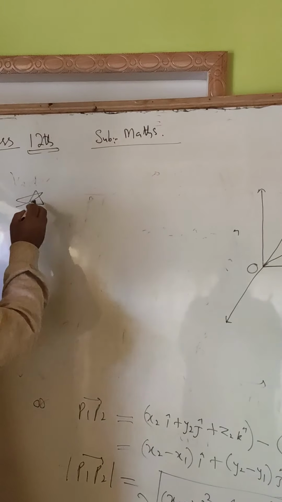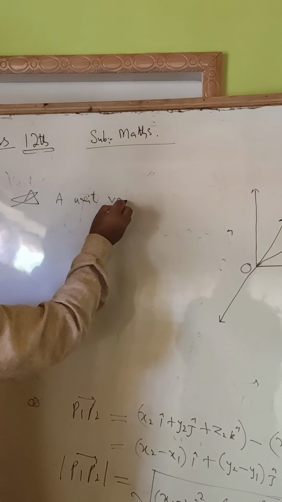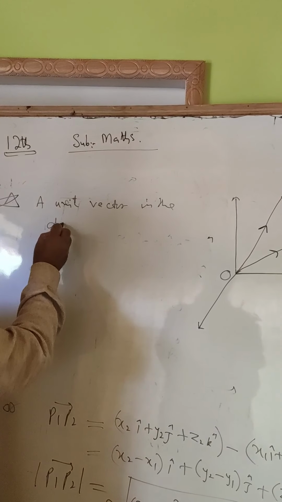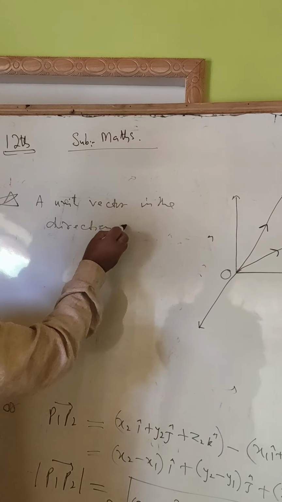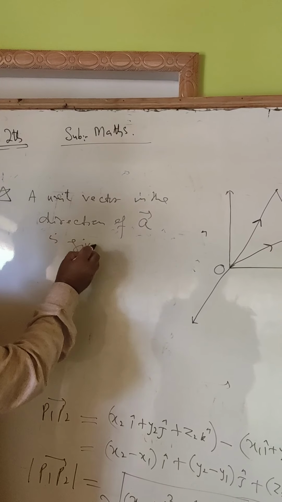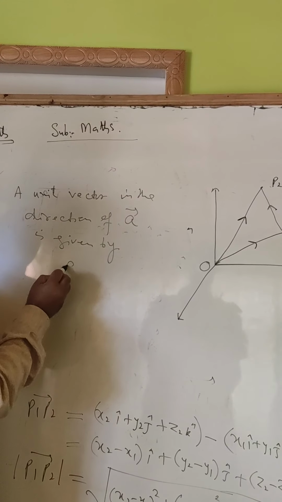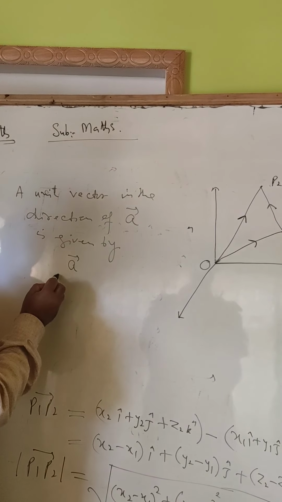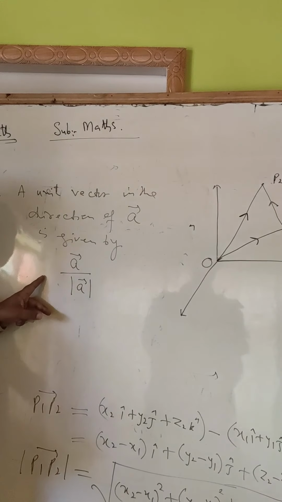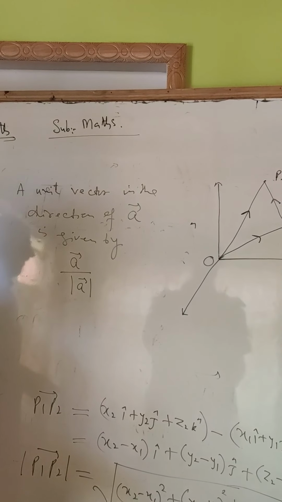And one more thing you have to remember: if you have to find the unit vector in the direction of a vector, it is given by a vector divided by mod of a vector. This is the unit vector which will be in the direction of this a vector.